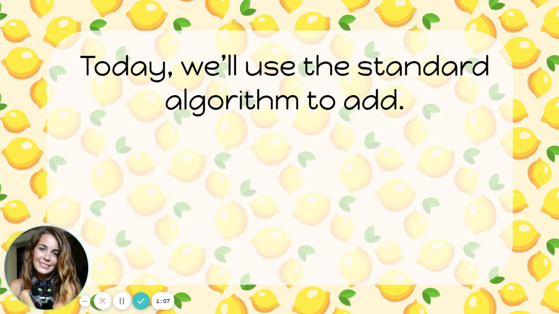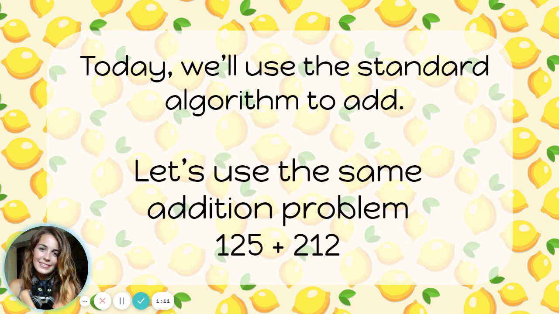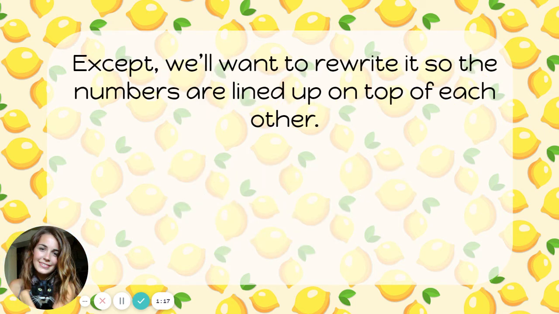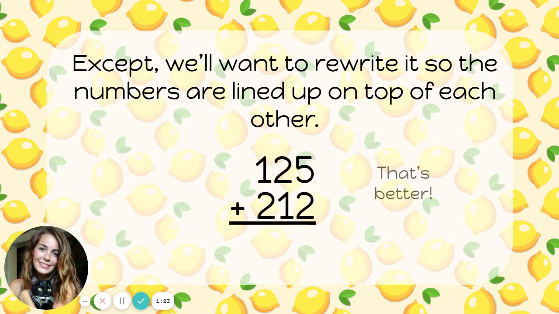Today, we'll use the standard algorithm to add. Let's use the same addition problem, 125 plus 212, except we'll want to rewrite it so the numbers are lined up on top of each other. That's better. Now I have my ones on top of my ones, tens on tens, and hundreds on hundreds. My numbers are nicely lined up, keeping each place value together.